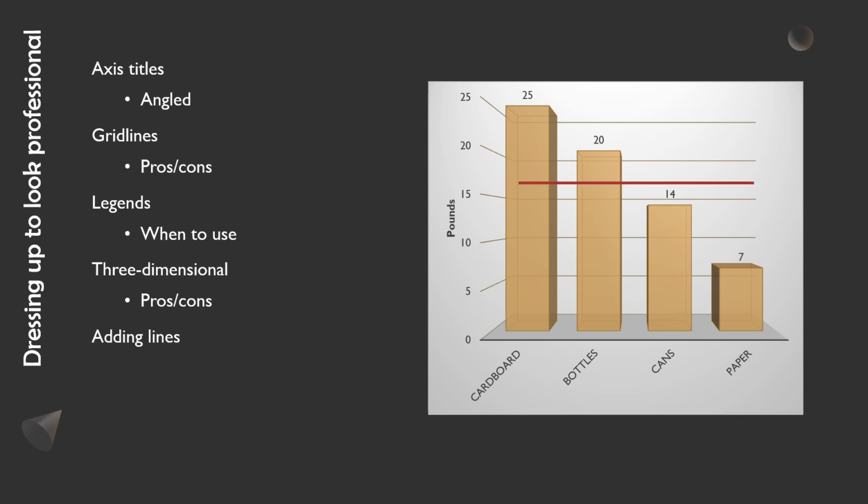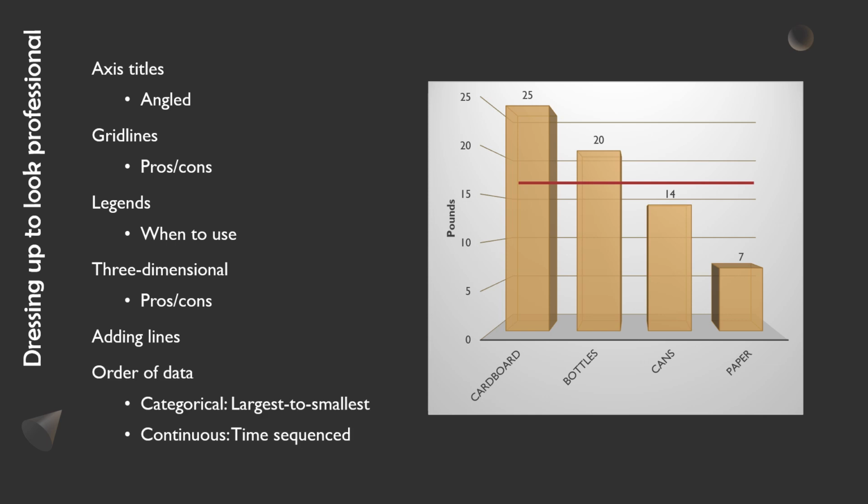In the same way, you might want to add a line to show the mean or average, but not if it adds to the confusion. Finally, it's very important that you order the data in the right way. Usually, you order categorical data, like waste, from largest to smallest, so that you can see the type of waste that's causing the biggest problem. Continuous data, on the other hand, is usually organized in the order in which it happened, so that you can see patterns.